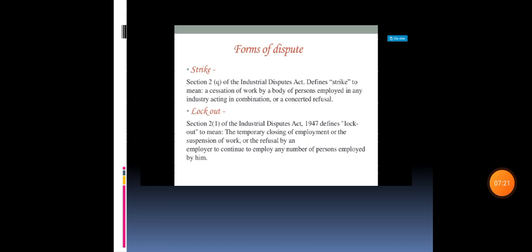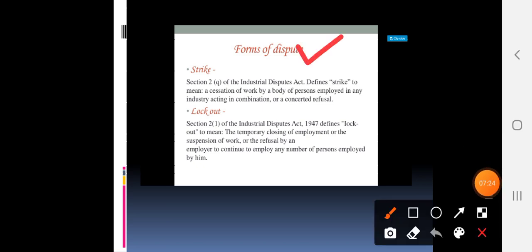Next, we'll be discussing the forms of disputes. First is strike. As per Section 2, clause (q) of the Industrial Disputes Act, strike means a cessation of work by a body of persons employed in any industry acting in combination, or a concerted refusal. So a strike is where employees are not happy with the work, or they have certain problems, so they have the right to raise their voice against it. If something is going wrong at the organization, they have a right to raise their voice against it. So that is a strike, where employees come together and stand against a particular concept.